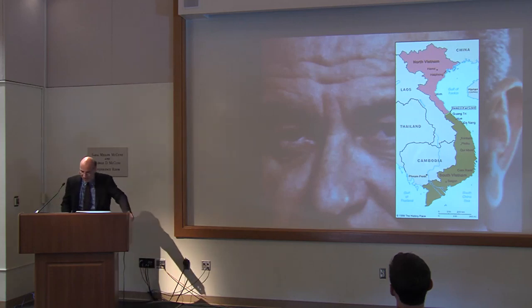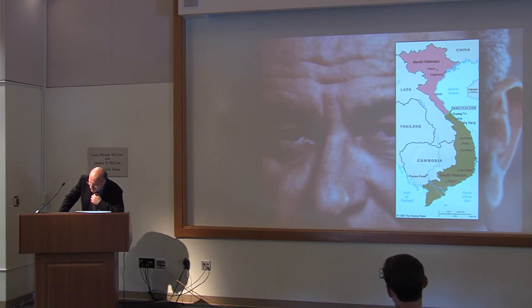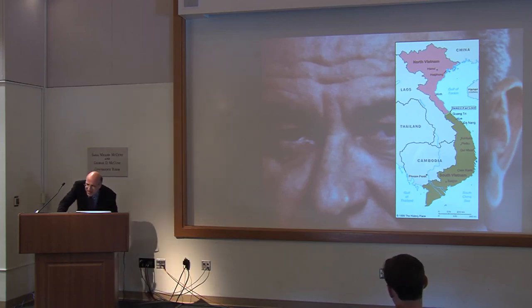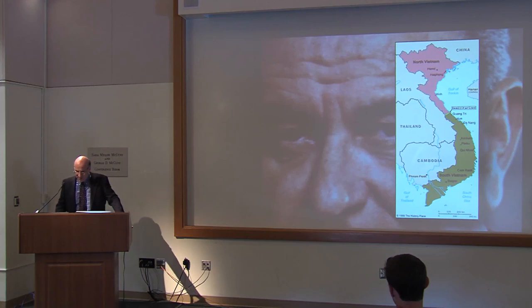But the problem with the strategy, and this was something that Johnson realized from the start, was that even taking the minimum action necessary to keep the South Vietnamese government afloat would likely involve increased American involvement. And this was because the South Vietnamese government was so incompetent and corrupt and really not capable of hacking it on its own.